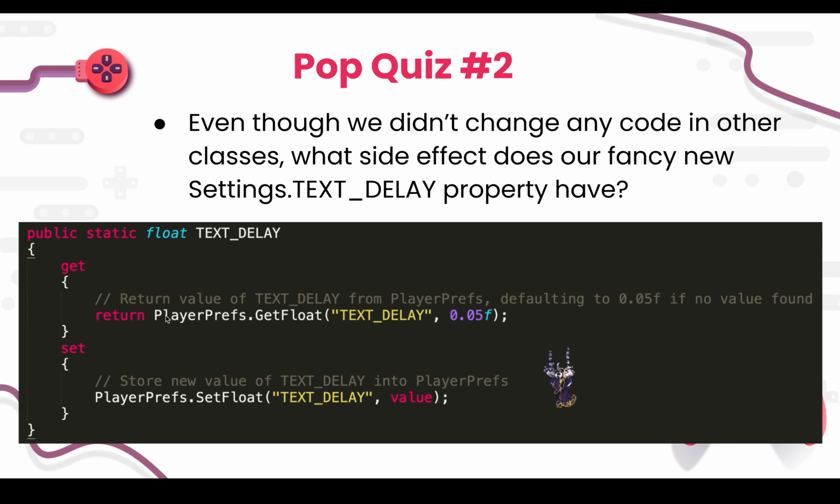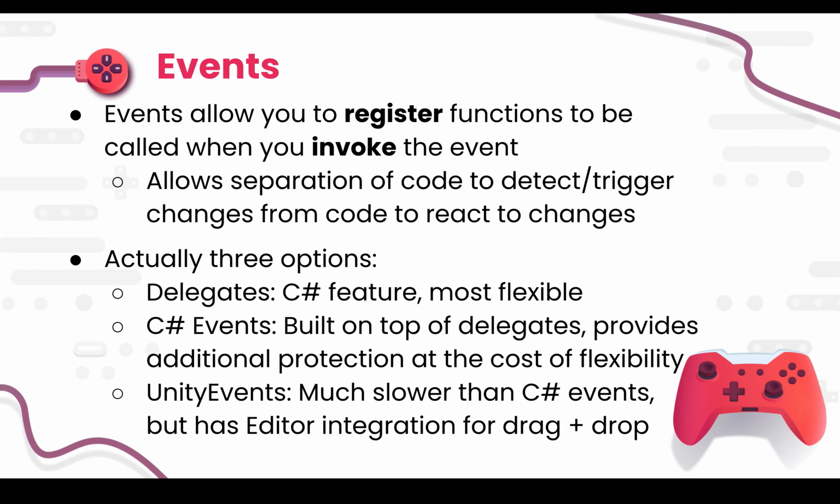Okay, so because PlayerPrefs reads and writes to a file, it's actually quite slow. So in our typewriter, each time we want to print a new character, so every delay interval, we're checking the value of PlayerPrefs, which needs to go to a file on your computer, which is obviously quite slow. So to help mitigate this, we can use our next topic, events.